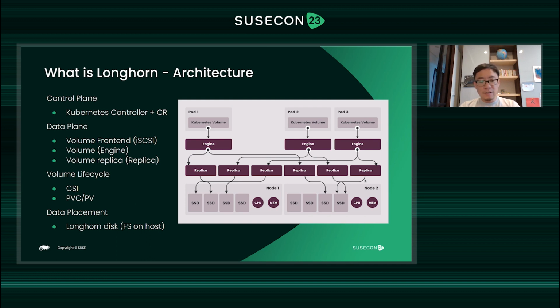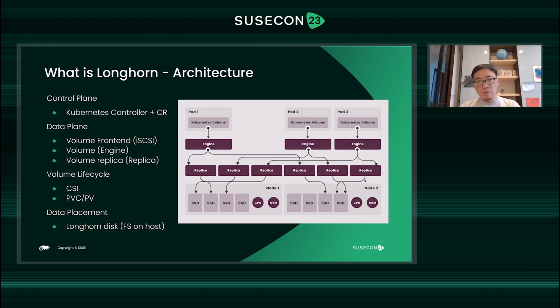Next, volume lifecycle. Longhorn is based on the standard Container Storage Interface to fulfill the volume lifecycle, and also on Kubernetes built-in resources, PVC and PV, to make sure we understand when to create the volume for the workload and when we need to delete or reclaim the volume. And for data placement, the replica data will be placed into a Longhorn disk. As I said before, a Longhorn disk is file system agnostic, so we support XFS and ext4.